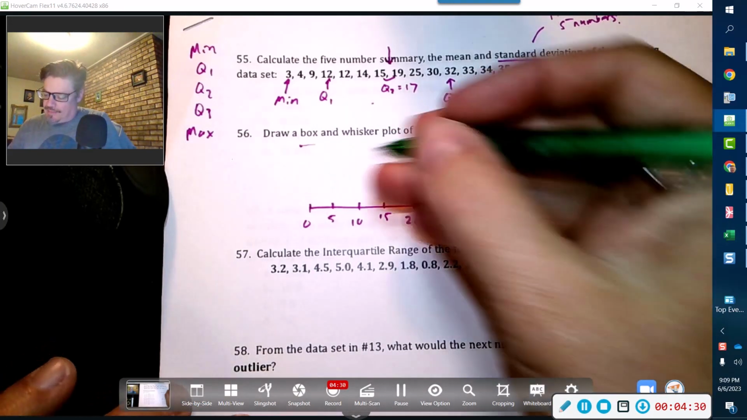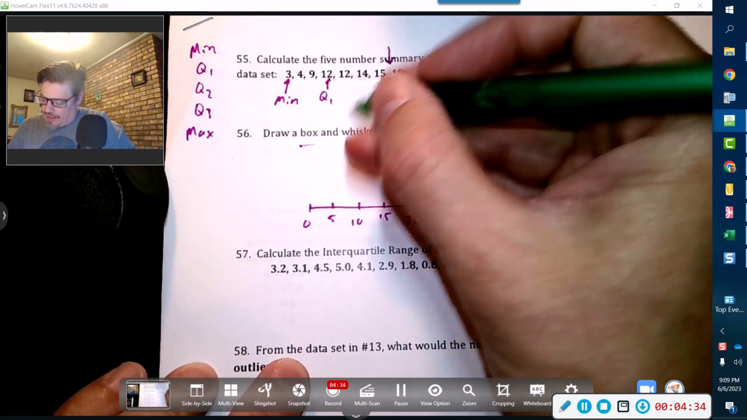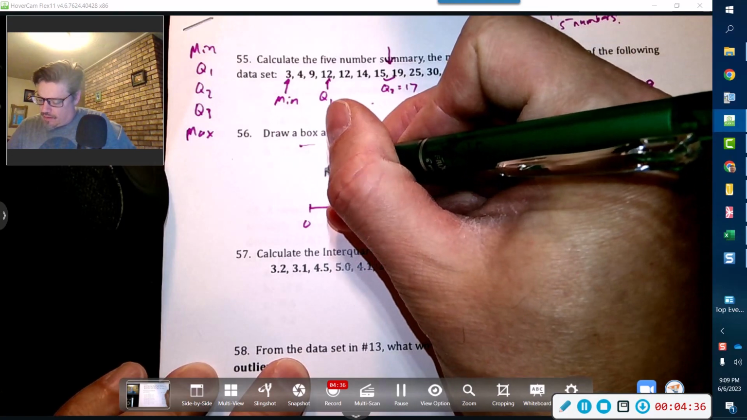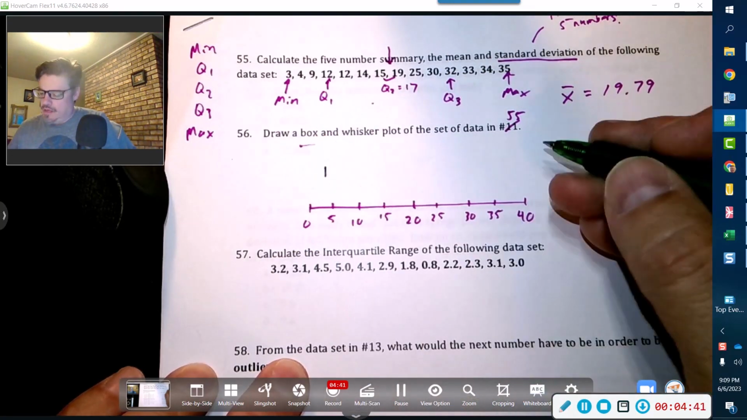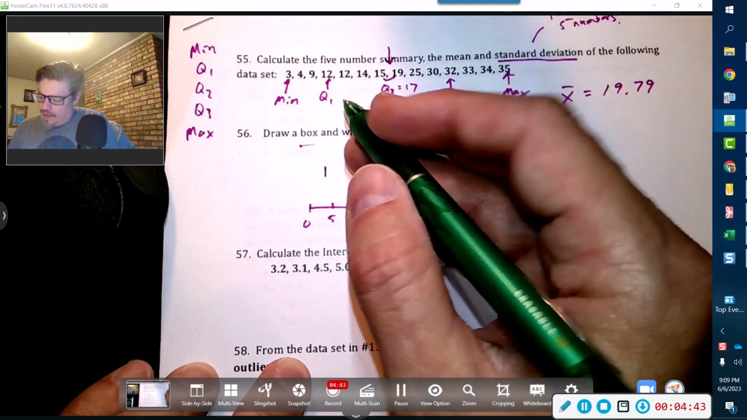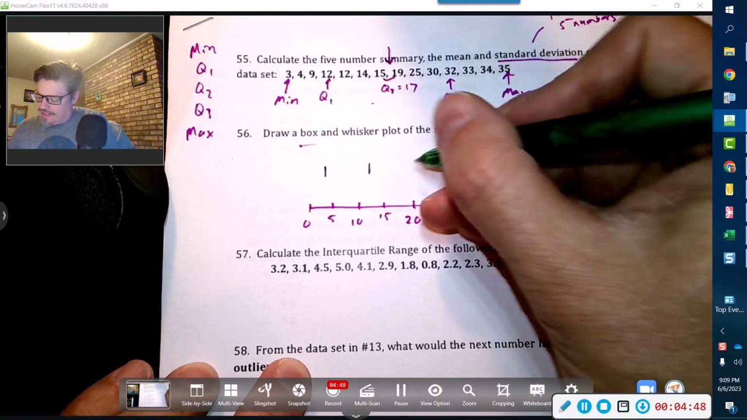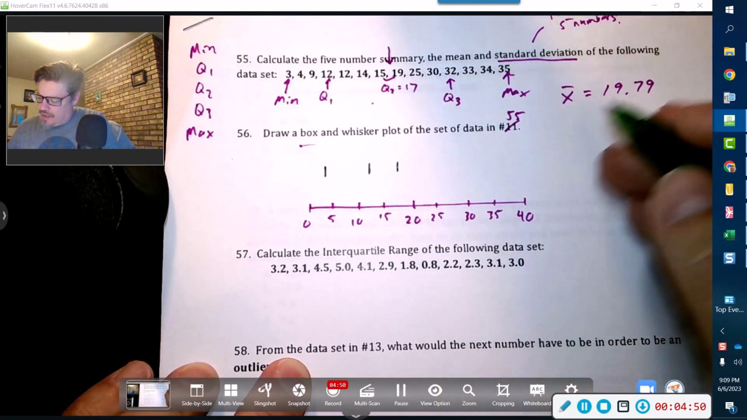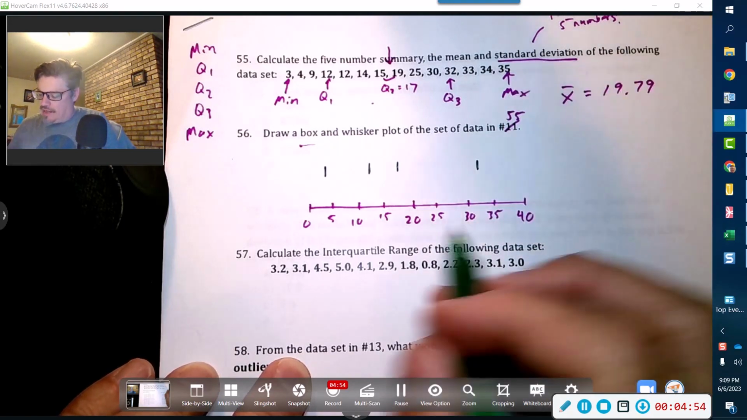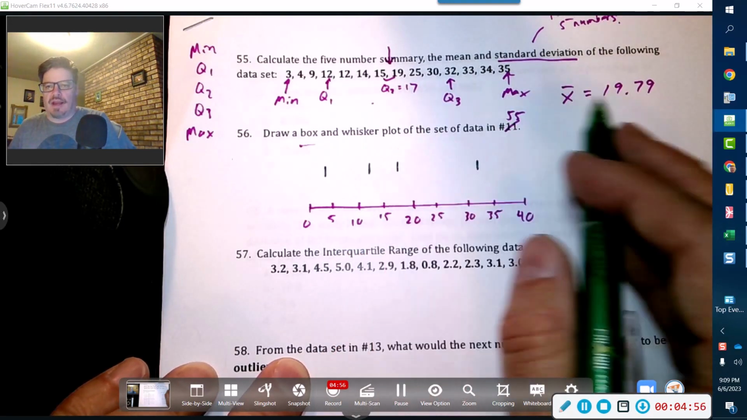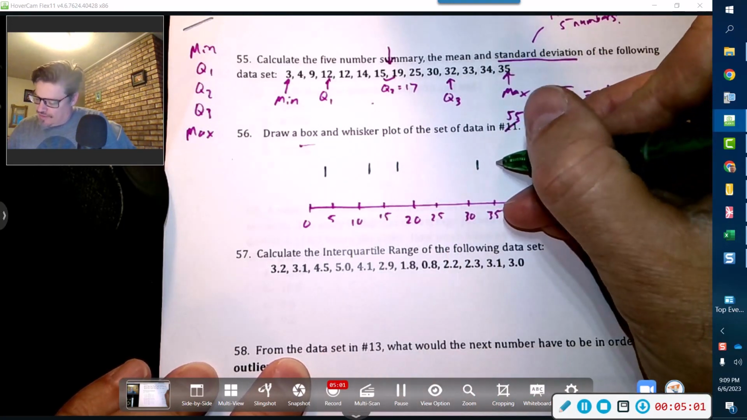It means that my min is 3, so that would be roughly here. I just put all my 5 numbers, with a little bar here. My Q1 is 12, so it's roughly there. Q2 is 17, roughly there. Q3 is 32, all the way over here. Now you can see why the average was 19.79, because Q3 is all the way over here, and then 35 is right here.